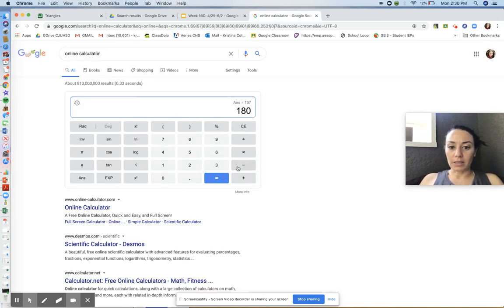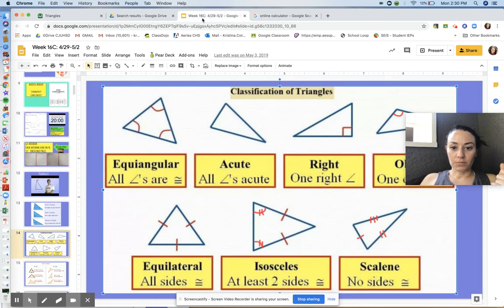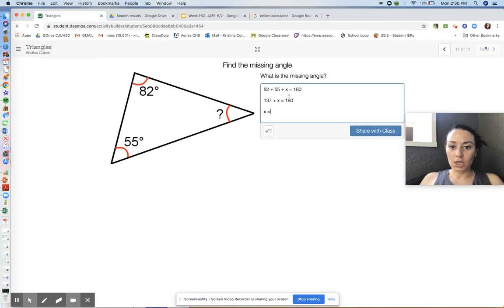180 minus 137. Oh, wait, hold on. You can do it like this. 180 minus the answer. Oh, I like that. 137. Boom. It's 43 degrees. I love it. So the answer is 43 degrees, which looks correct because that looks like an acute angle, doesn't it? Less than 90.